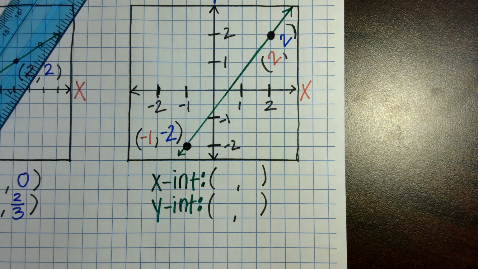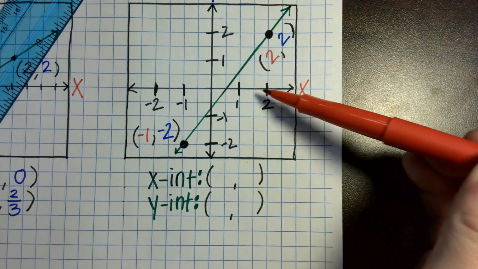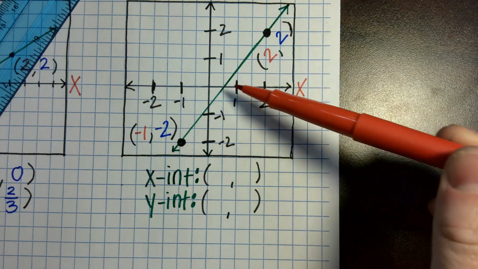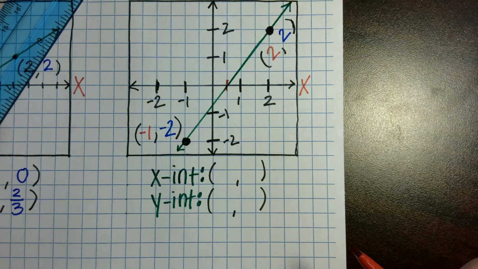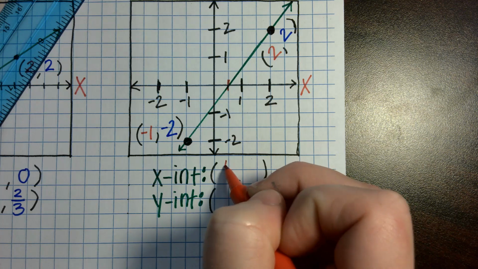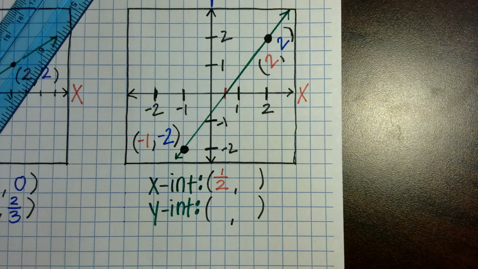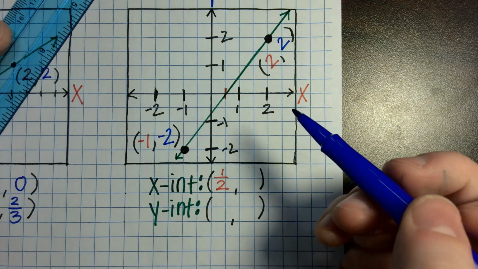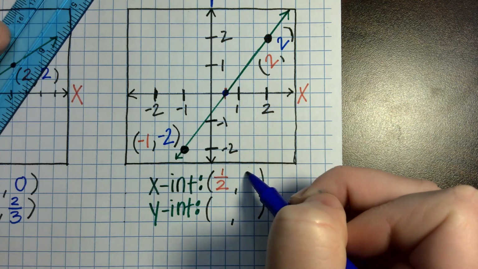Yep. All right, where does my line touch the x-axis? Close to negative one, or positive? So here's my x-axis. Where does it touch? It's almost exactly at 1/2, right there. Perfect. So for the x value of my x-intercept, I'm going to write 1/2. And what's my y value for that? Where does it line up with the y-axis? 0. Good.